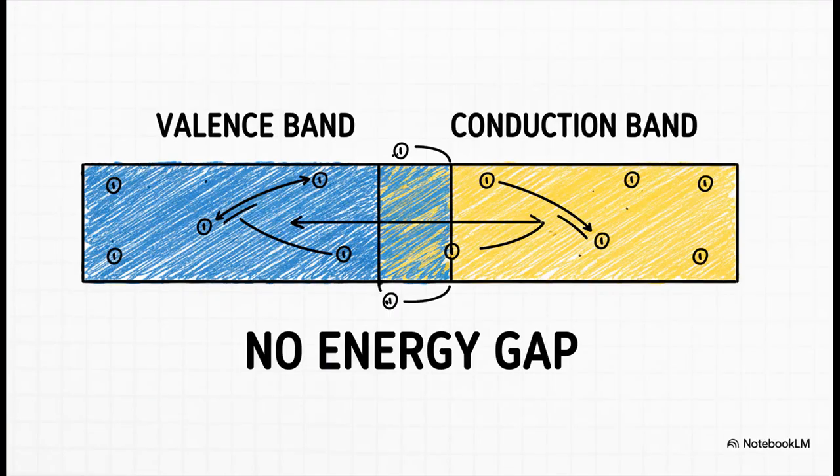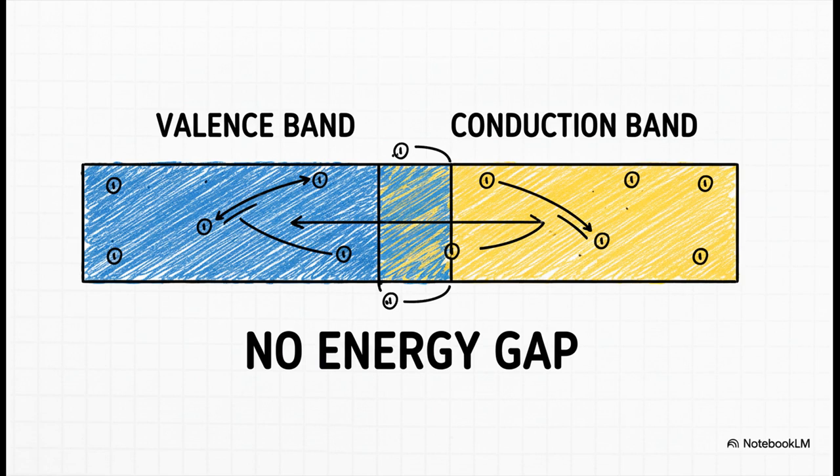Let's take a conductor, like copper. What does its band structure look like? Well, the valence band and the conduction band actually overlap. There's no gap at all. They're basically touching. This means electrons can just slide right over into the conduction band with almost zero effort. It's a wide-open superhighway for electrons. And that is why metals are such amazing conductors.